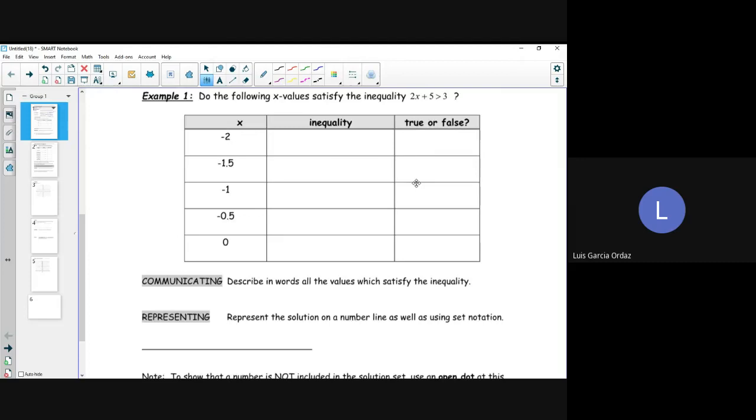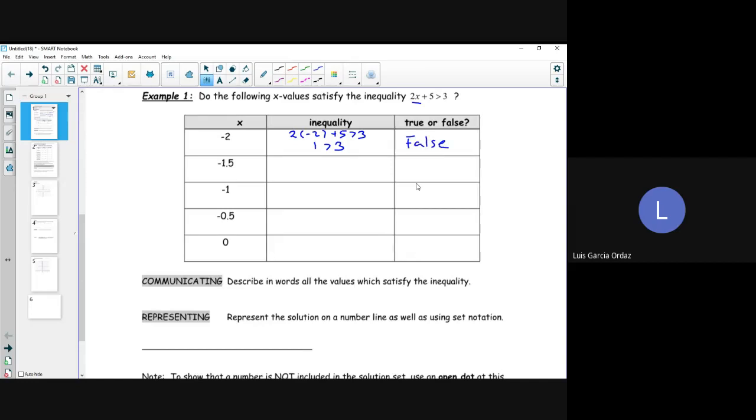We're just going to start by subbing in random x values. So for this one, we want to sub in the value negative 2. So we take negative 2, sub it in for x. So we get 2 times negative 2 plus 5 is greater than 3. When we simplify that, we get 1 is greater than 3. Is that true or false? It is false because 1 is not bigger than 3.